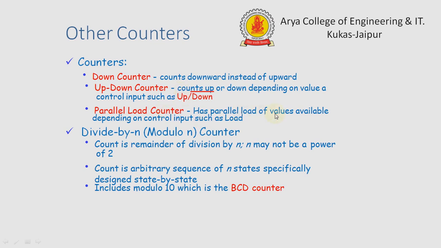A parallel load counter has parallel load of values available depending on a control input such as load. A divide by n counter, also known as a modulo n counter, has a count that is the remainder of division by n, and n may not be a power of 2. The count is an arbitrary sequence of n states specifically designed state by state. This includes modulo 10, which is the BCD counter. As we know, a BCD counter can count only the digits from 0 to 9, a total of 10 digits.